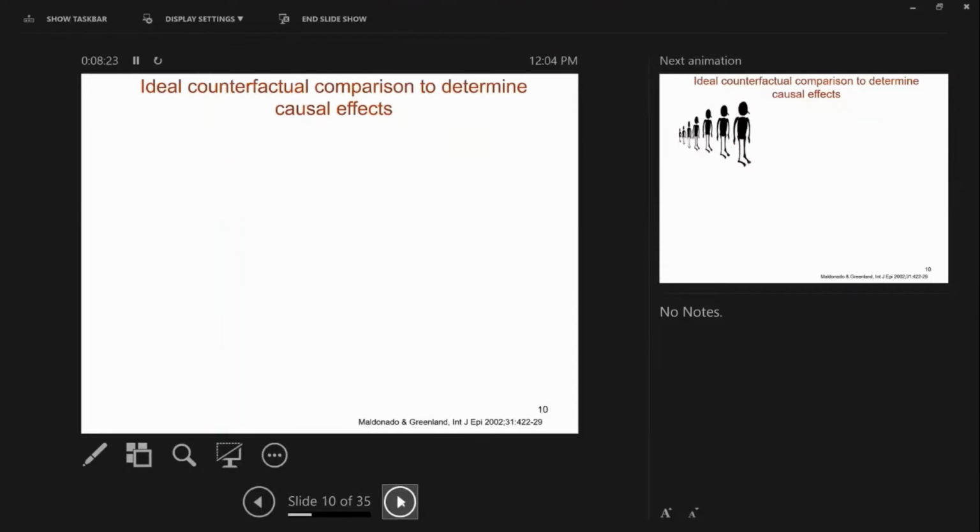Okay. This is the dream situation for an epidemiologist. We call it the ideal counterfactual comparison to estimate the causal effect. Let's say the exposure is smoking. The outcome is COVID-19. We have a population. We call it a cohort, and I'll define a cohort next class. It's a group of people.